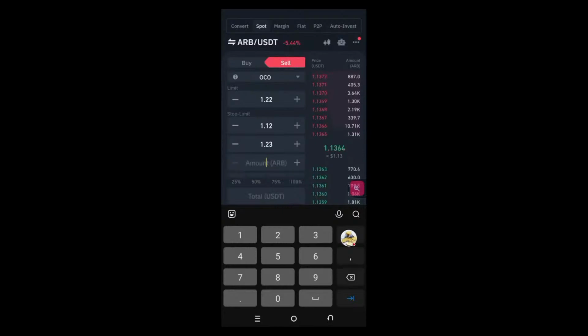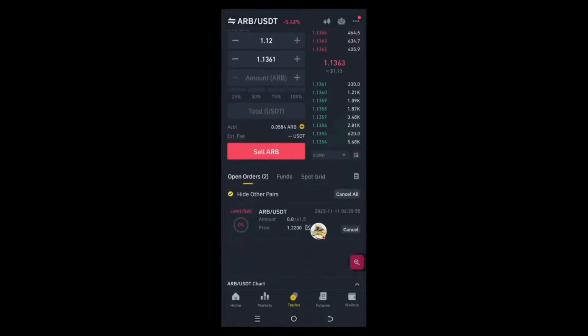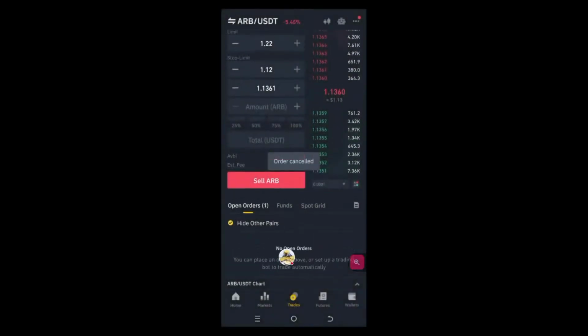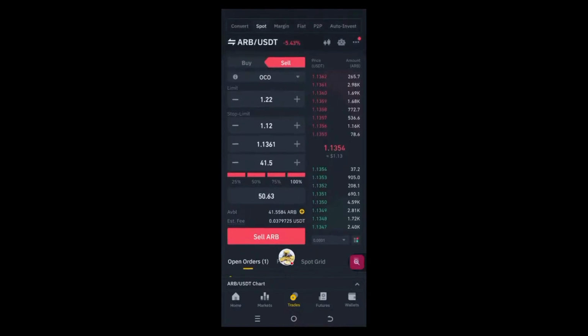So maybe just for the sake of this, I should cancel that so that you can see what I'm saying. So if I cancel this, don't forget what I put here is 1.22. So you just pick up everything, right? Can you see what's going on here? So all of these things are set. By the time I click on my sell ARB, one of 2 things is going to happen, and that's one cancels the other.